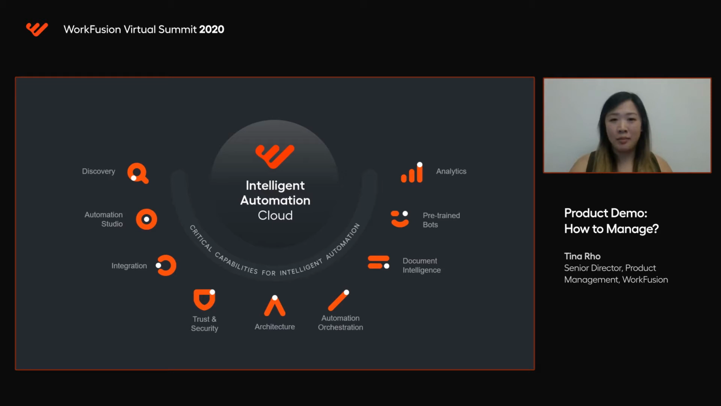Workfusion's Intelligent Automation Cloud is uniquely positioned for hyper-automation, with 9 critical capabilities that work together to support an end-to-end business workflow, including machine learning and artificial intelligence. The automation orchestration capabilities at Workfusion allow customers to schedule, maintain, test, and run use cases.